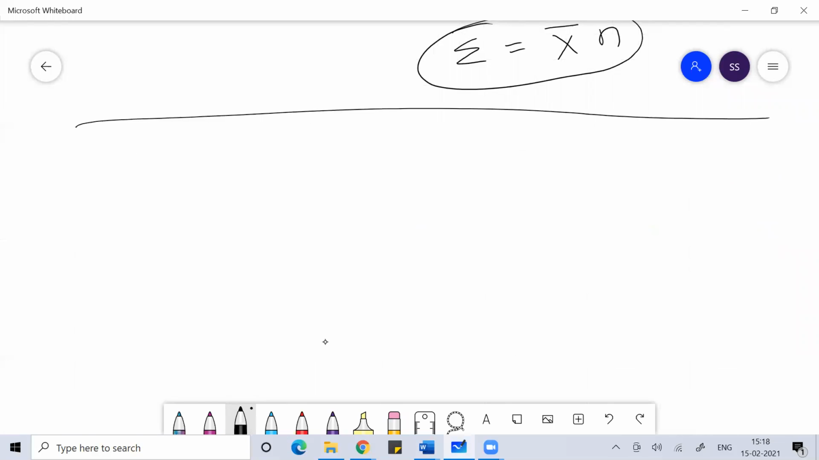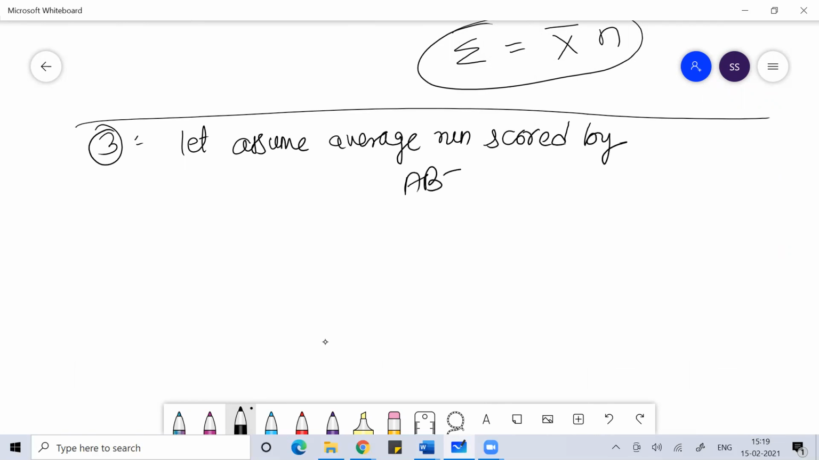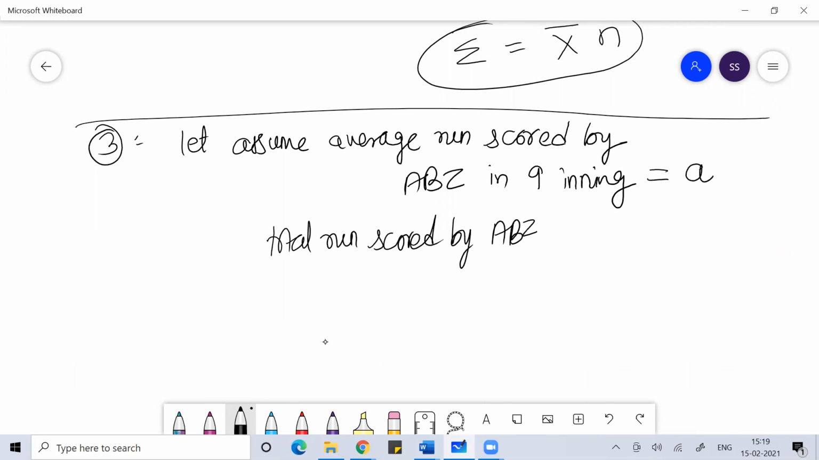Here in this problem, let's assume the average run scored by ABZ in 9 innings is, suppose, A. So the total run scored by ABZ in 9 innings will be 9A. The average runs scored by ABZ in 9 innings is A, so the total runs scored in 9 innings would be 9A.